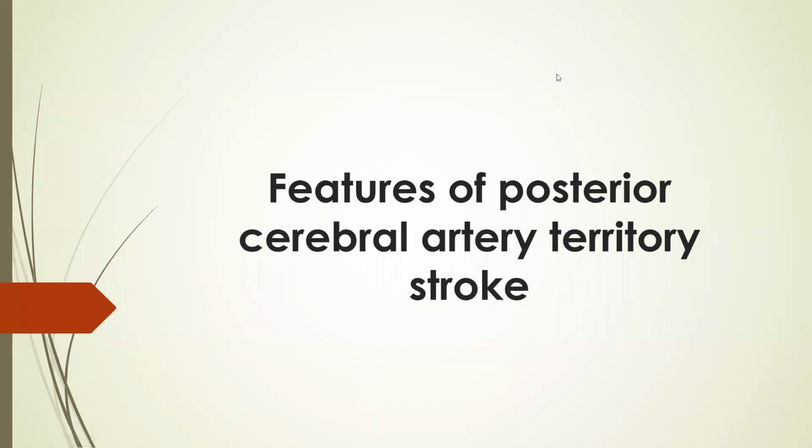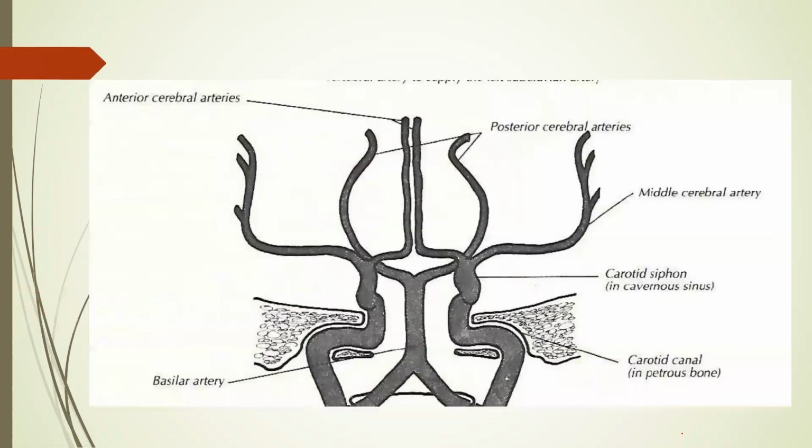In this module, we'll be discussing the features of posterior cerebral artery territory stroke. This is just a reminder of what we have already seen in the initial modules. You can see the basilar artery, which divides into the posterior cerebral artery. So we'll be looking into the lesion affecting the posterior cerebral artery.